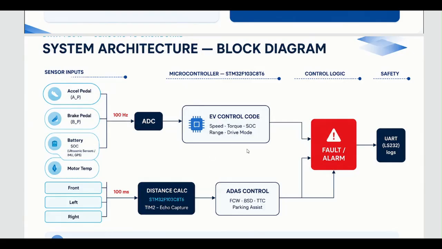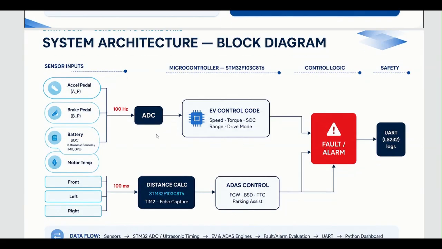Finally, this processed data is sent through UART to the Python dashboard, where all vehicle parameters are displayed in real time. As you can see, an analog-to-digital converter is used. The question arises: why is the ADC used? Because our STM32 microcontroller understands only digital form. It does not understand analog signals. That's why we use the ADC here.